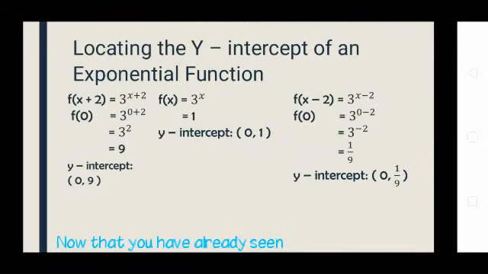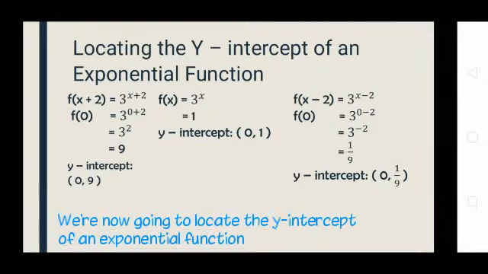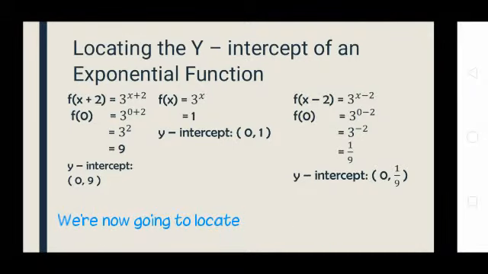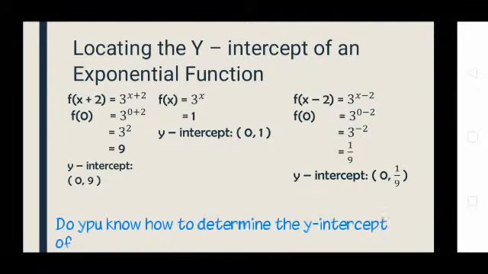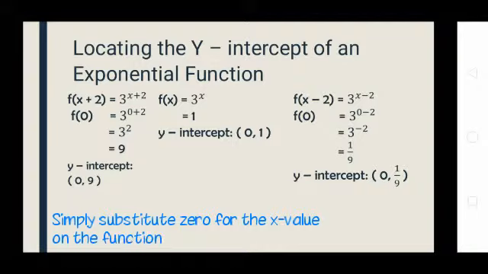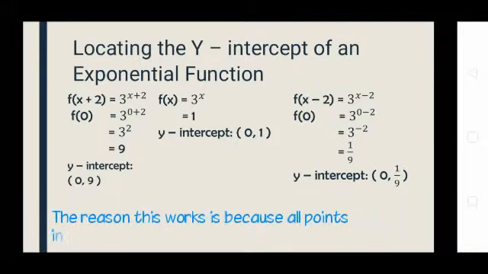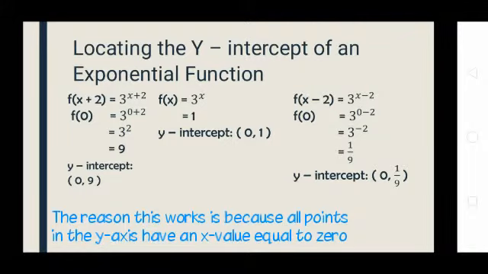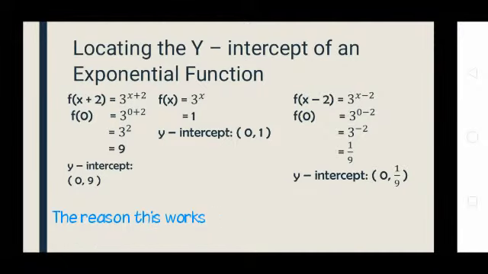Now that you have already seen how to graph using GeoGebra, we're now going to locate the y-intercept of an exponential function. Do you know how to determine the y-intercept of an exponential function? To determine the y-intercept, simply substitute 0 for the x value in the function. The reason this works is because all points on the y-axis have an x value equal to 0.